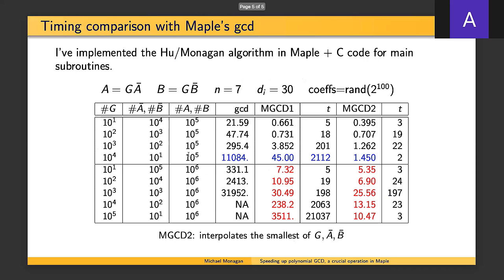So here's some data comparing the new algorithm with the old one. I've implemented our algorithm in Maple, and I have coded some of the substeps in C for efficiency. What you see in this table is timings comparing Maple. So GCD is Maple's time for computing the GCD.